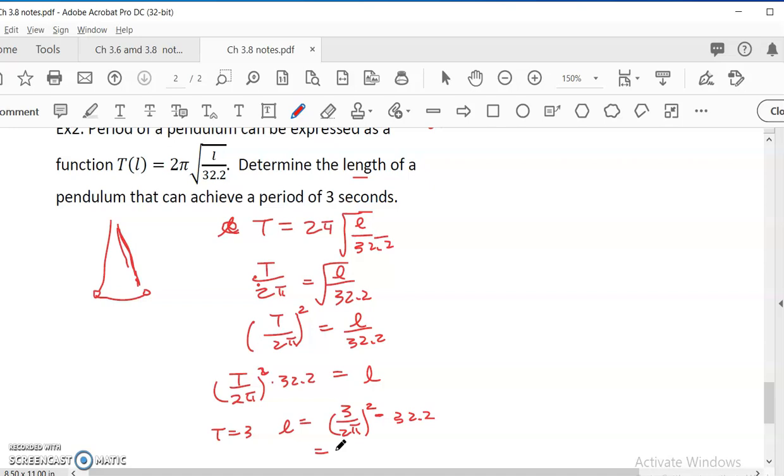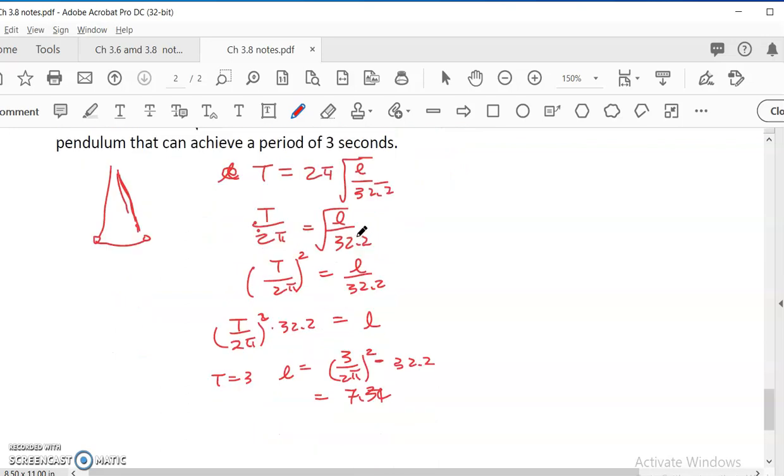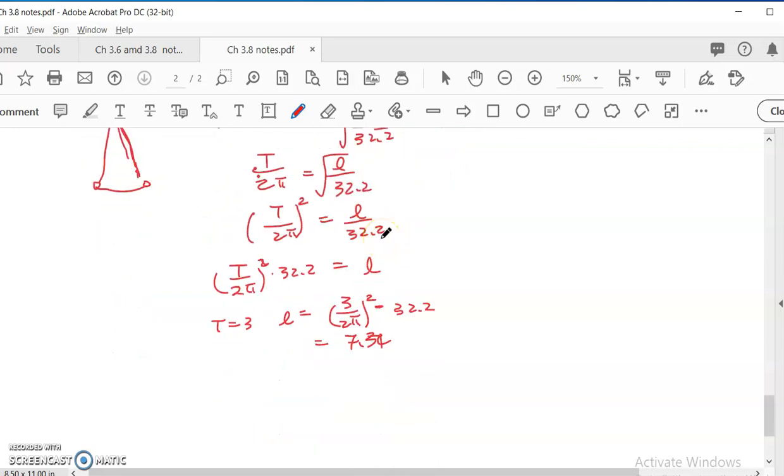So I got 7.34. Is it meters or feet? I wonder what the length is. They didn't say. I think feet, I think. Okay, so that's all for the inverse function, chapter 3.8.